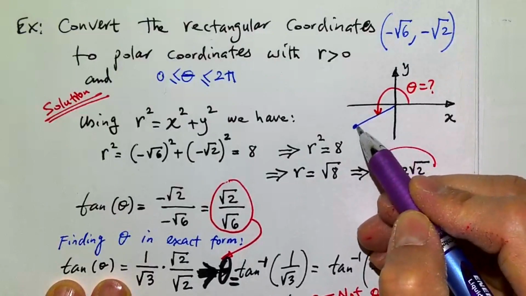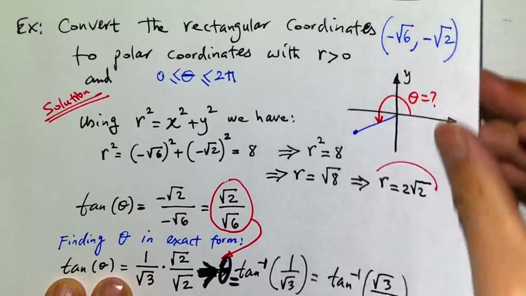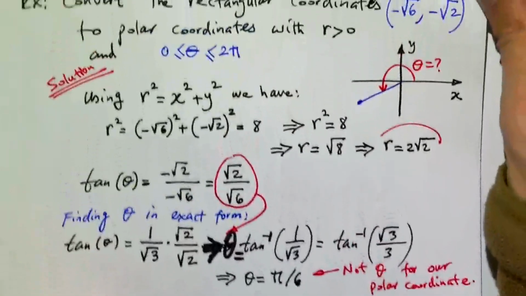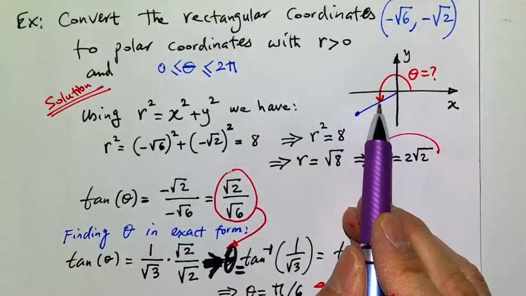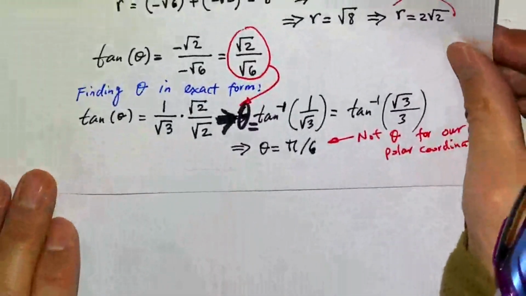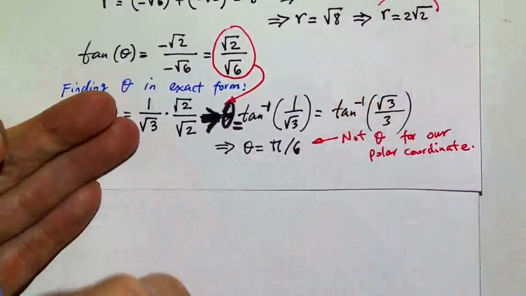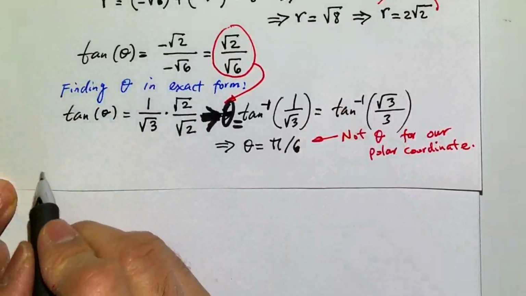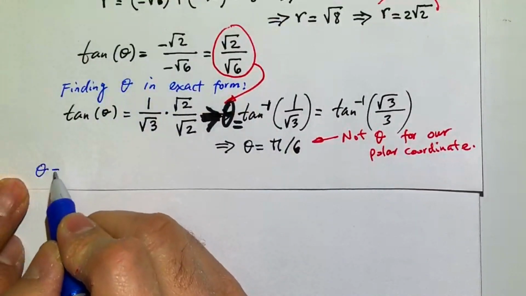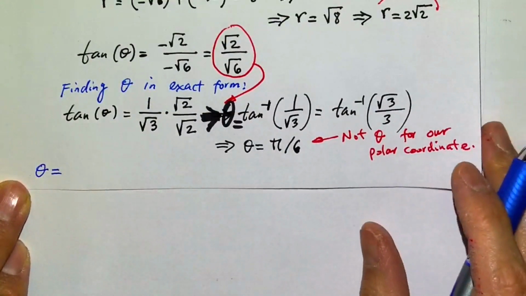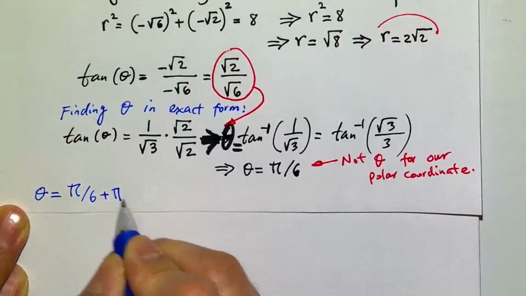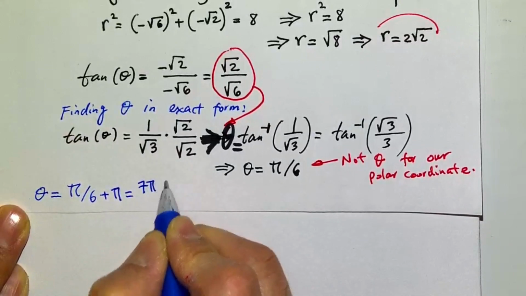And what would that angle be? We can easily find it because we know what reference angle we have, right? So simply take pi and add pi over 6 to it, and you get the theta that we need. So let's do that. So theta for our coordinate system is pi over 6 plus pi, or 7 pi over 6.